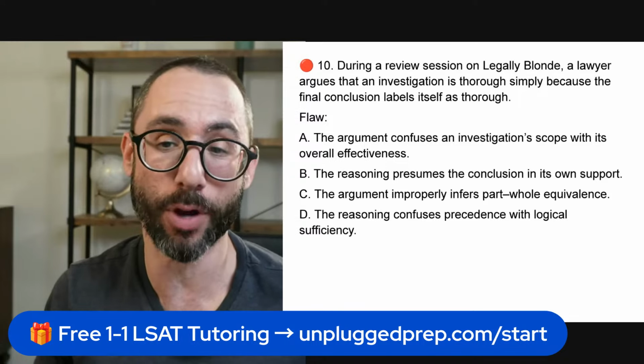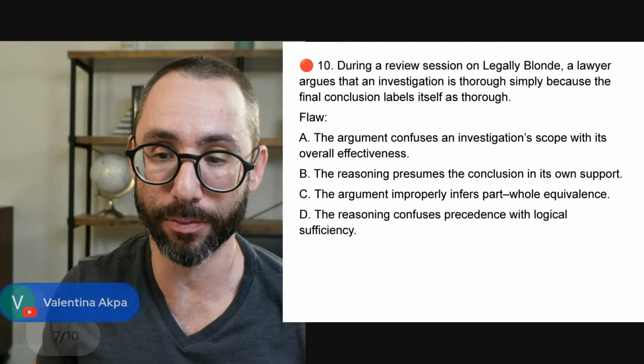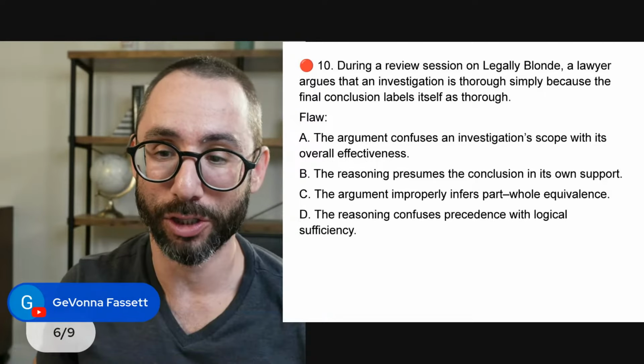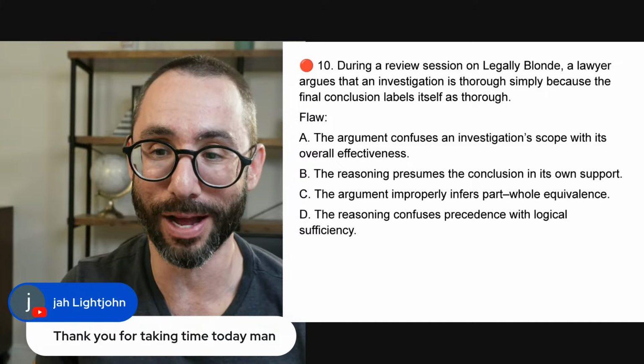Once again, we're going to keep going, though. I see a lot of folks getting a lot of questions right. Anne got 7 for 10. Valentina got 7 for 8. Giovanna got 6 for 9. John got 3 for 4 so far. Awesome. Glad you're enjoying these.